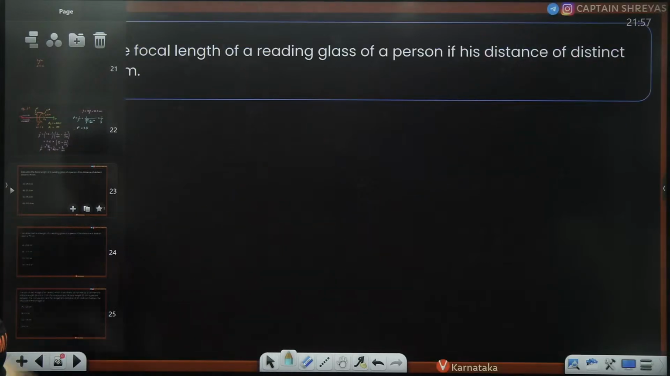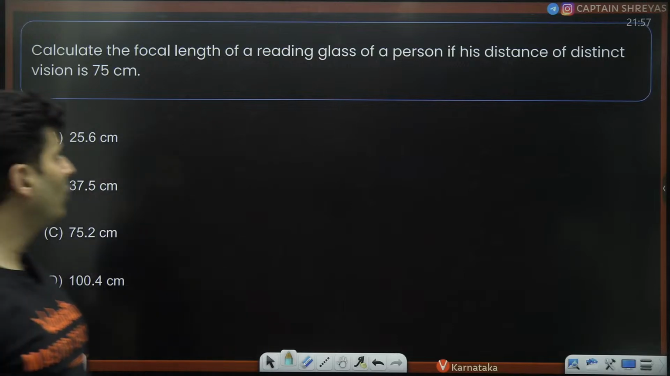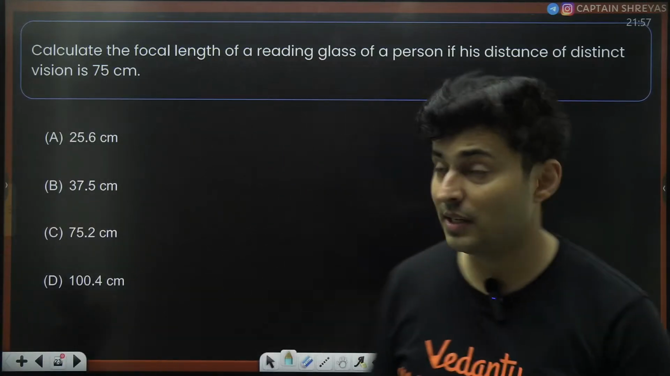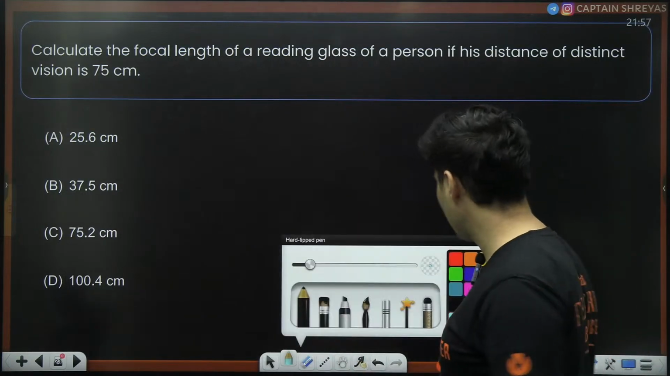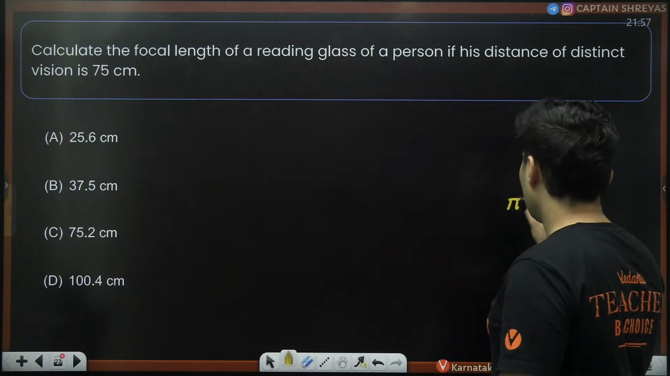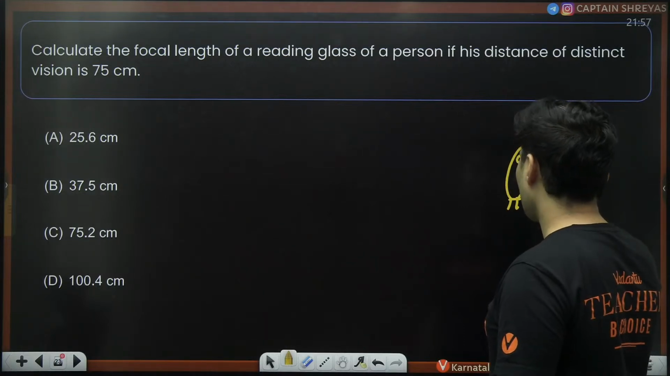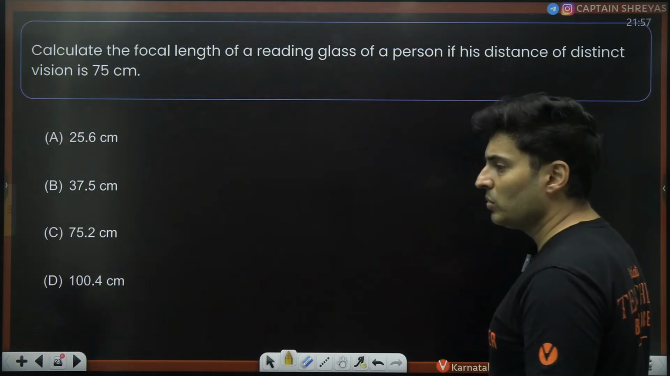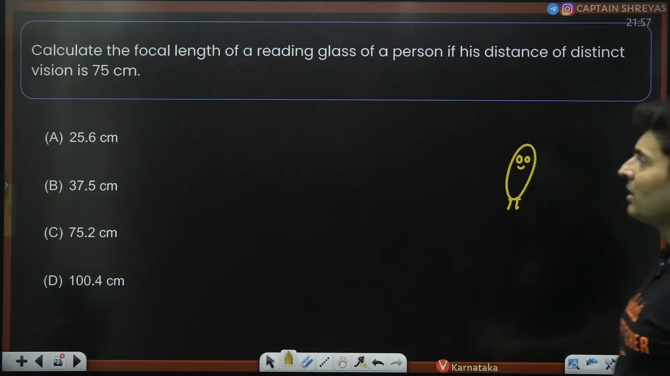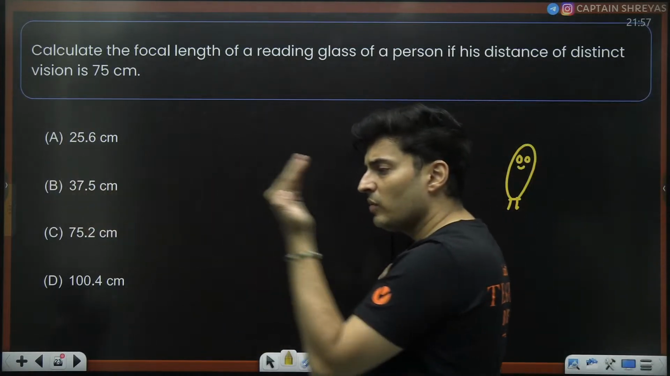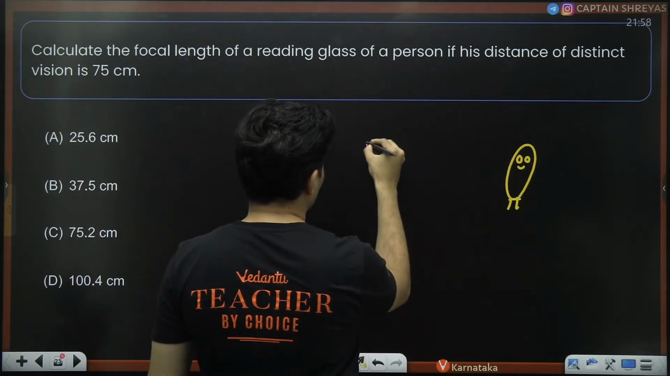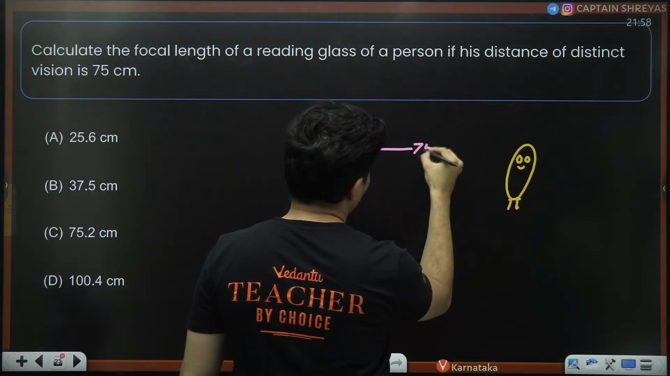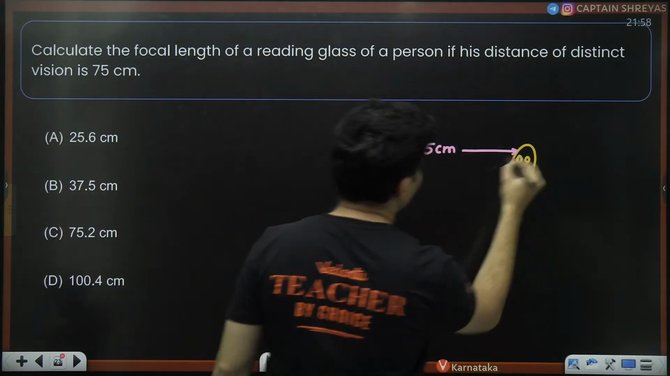Okay, perfect. All right. Now the next question is, calculate the focal length of a reading glass of a person if his least distance of vision is 75 centimeters. This is one Pandu. What happens is, he is not able to see anything which is very close. In fact, for him, if the distances are below 75 centimeters, he can't see it.